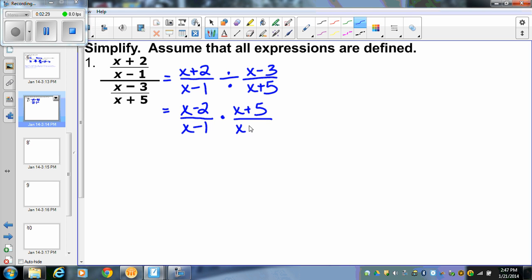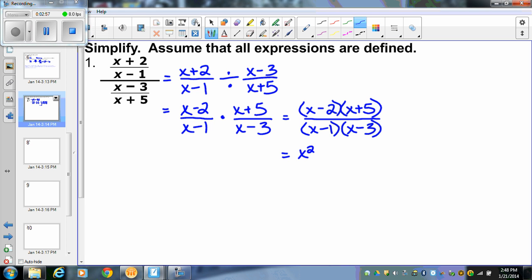So this would become x minus 2 over x minus 1 times x plus 5 over x minus 3. So then your numerator becomes x minus 2 times x plus 5, and your denominator becomes x minus 1 times x minus 3. And you can very easily tell that there are no common factors that can be canceled out between the numerator and the denominator. So now you're just going to FOIL out the numerator and get x squared plus 3x minus 10, and FOIL out the denominator and get x squared minus 4x plus 3. There's your answer.